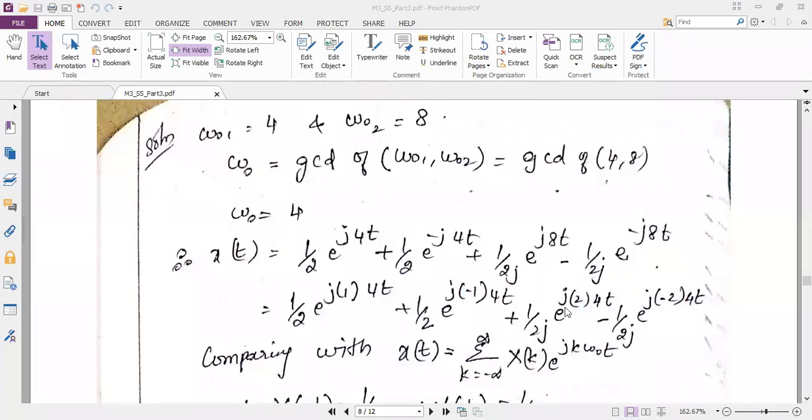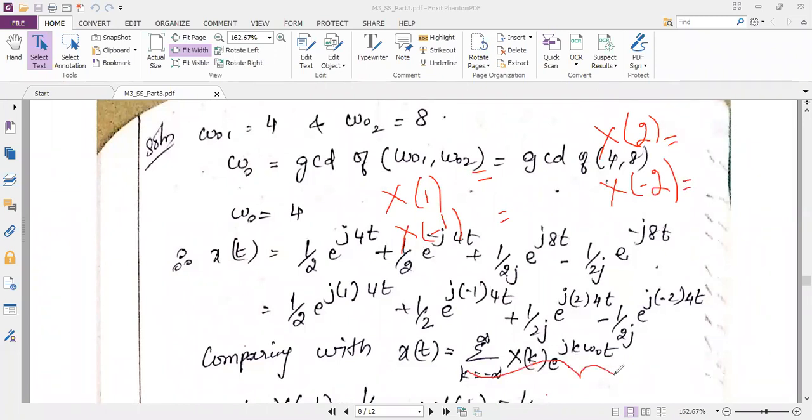So now can anybody tell me what all X of k values we got here from the expression? I got X of 1, right? Similarly, can I say I got X of minus 1? And similarly I have got capital X of 2, and similarly I have got X of minus 2. So now you should say what is the value exactly here. X of 1: when you compare with the standard expression, I can say X of 1 is 1 by 2. I hope you can follow this. Similarly, X of minus 1 is also 1 by 2.